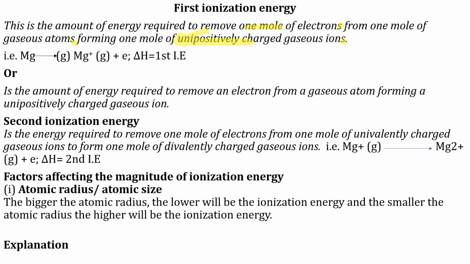We are removing 1 electron. So once we remove 1 electron, we form uni positively. Here we define it in terms of moles, so we are removing 1 mole. Once you remove 1 mole, you shall form uni positively: 1 mole of positively charged gaseous ions. And I've already told you, when you're defining in terms of moles, make sure that everything is in plural. Don't miss out on these ones. You are going to lose marks.